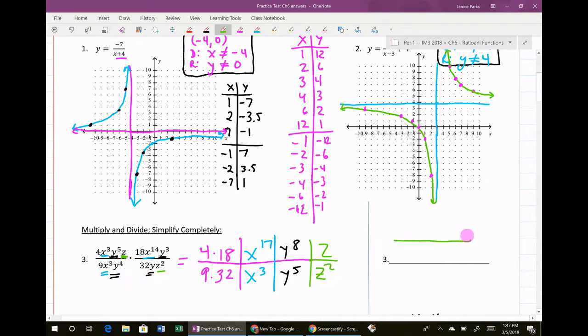So I'm going to go ahead and do the variables first. So I have 1 more z in the denominator. I have 3 more y's in the numerator. I have 14 more x's in the numerator. And then for the numeric values, 9 goes into 18 twice. And 4 goes into 32 8 times. So I have 2 over 8, which reduces to 1/4. So I'm going to go ahead and put a 4 there.